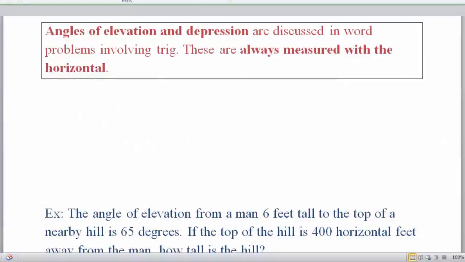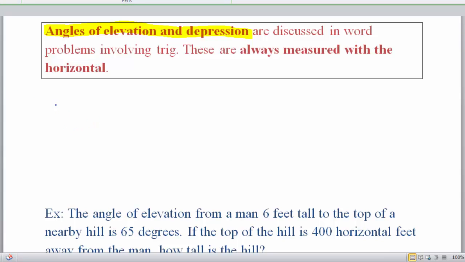The final topic that we're going to deal with in Trig Part 2 is this idea of angles of elevation and depression. Now, really the key thing to remember in angles of elevation and depression is that they're always measured with the horizontal.